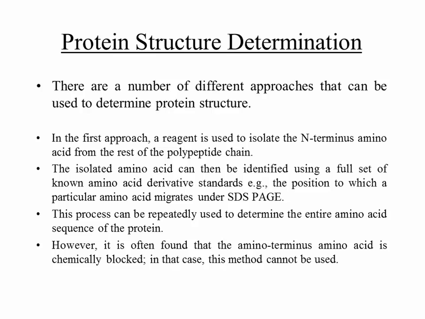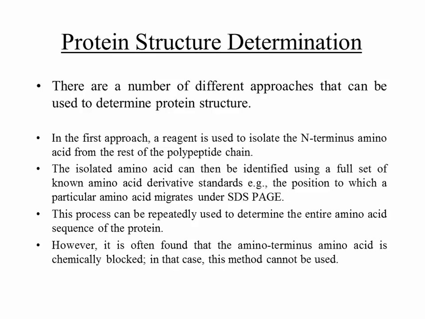But this is going to be a laborious procedure. You can use it repeatedly to determine the entire amino acid sequence of the protein, but if it's 250 units long, you'll have to do it 250 times. However, it is often found that the amino terminus amino acid is chemically blocked. It does not respond to that chemical, and in that case, you cannot use that method.